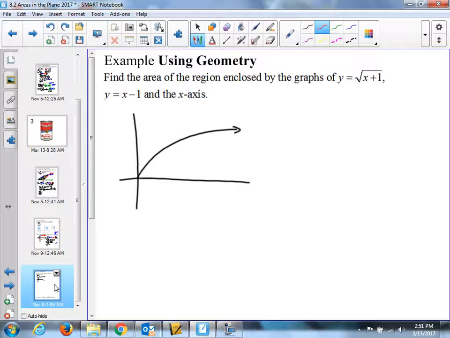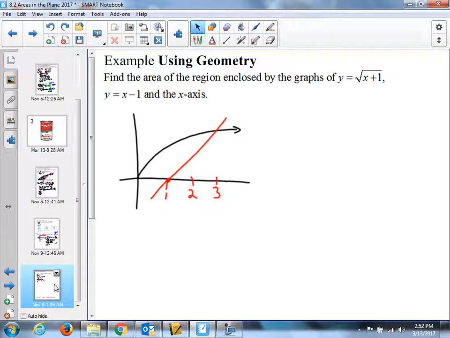x minus 1, so it's low, up 1. This thing sticks it all together. Okay, this is like the problem, right, where we broke it up into two chunks. But we could also do this using geometry.